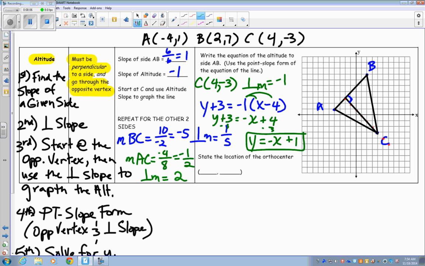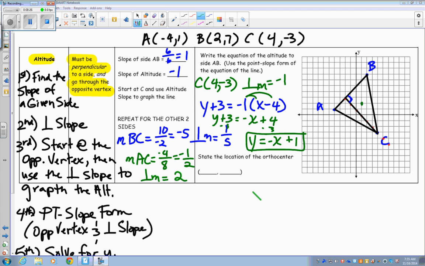All right, they want you to state or locate the orthocenter. Now, in order to do that, I am going to have to graph all the altitudes for each side. So I'm going to give you a moment to do that, and we'll come back to that. I'm going to pause for a second.